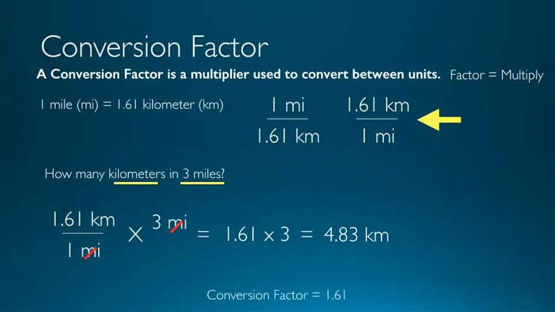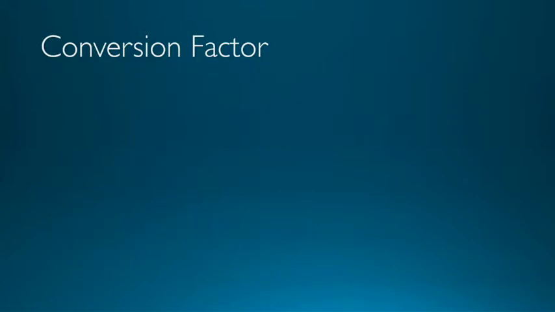So my conversion factor for this problem, going from kilometers to miles, is 1.61. I will take the number of miles that I have and multiply it by 1.61, and that will tell me how many kilometers there are in that many miles. Let's look at another one.